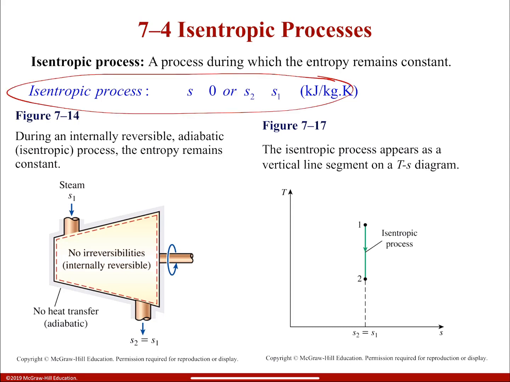Moving along, I just want to define an isentropic process. Pretty much, an isentropic process is a process during which the entropy remains constant. The entropy doesn't change, so S2 equals S1. So, take a look at this.